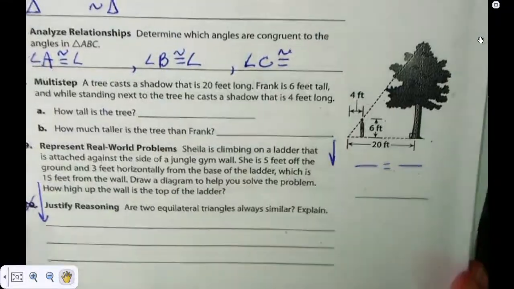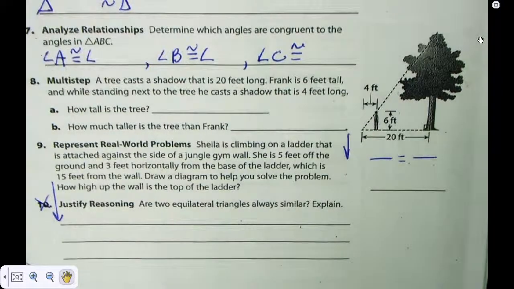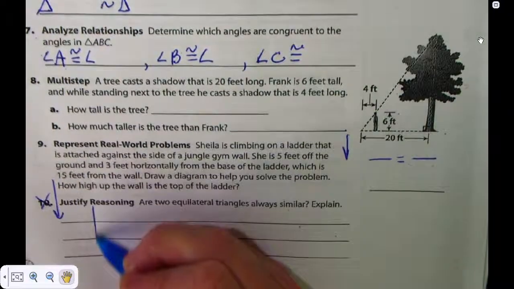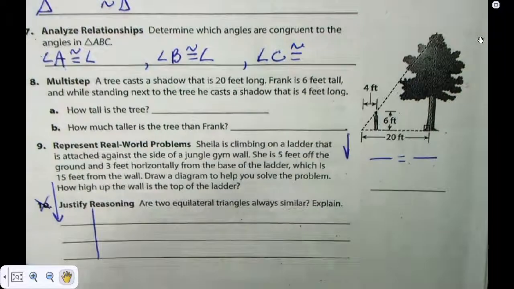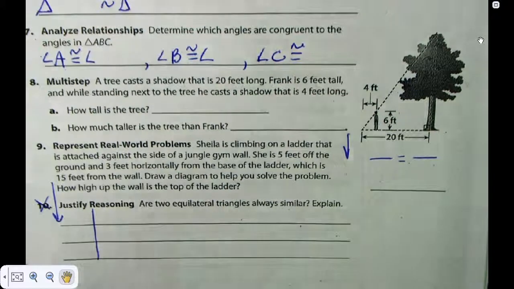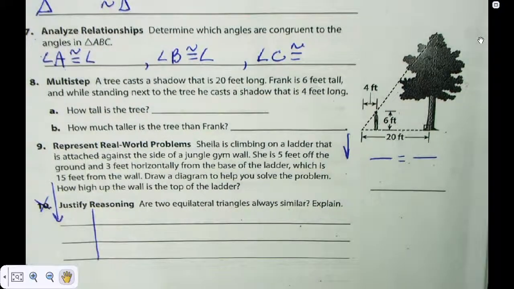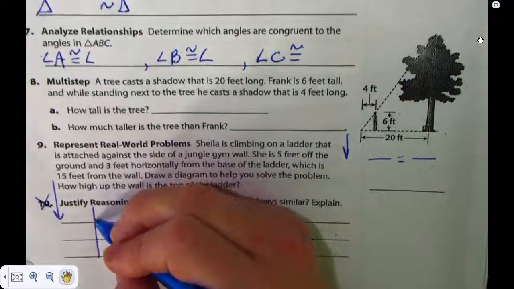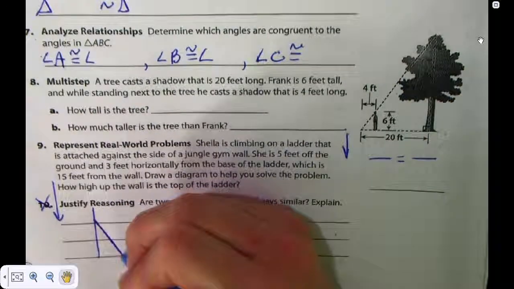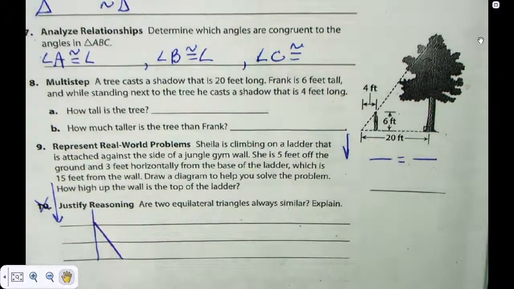So I'm going to help you. It's kind of tricky the way they worded it. Sheila is climbing on a ladder that is attached against the side of a jungle gym wall. So here's the jungle gym wall. Walls are always straight up, right? Okay. The ladder is leaning.